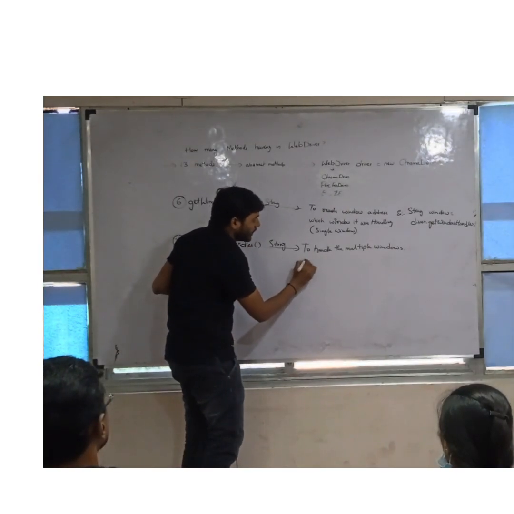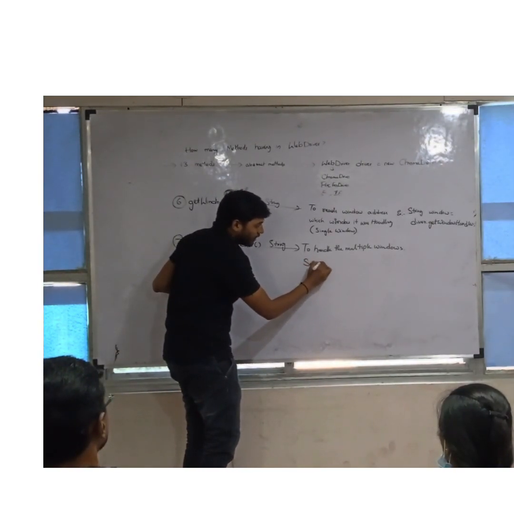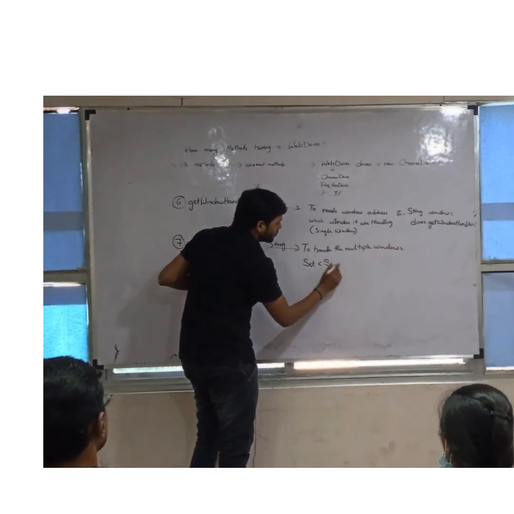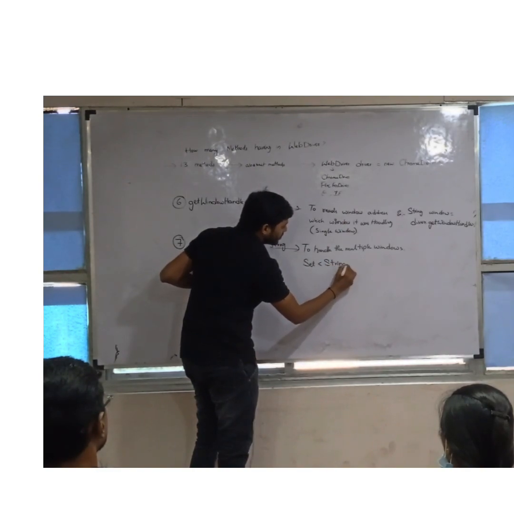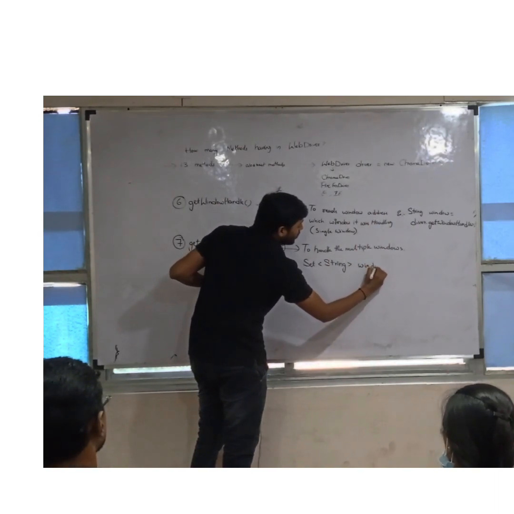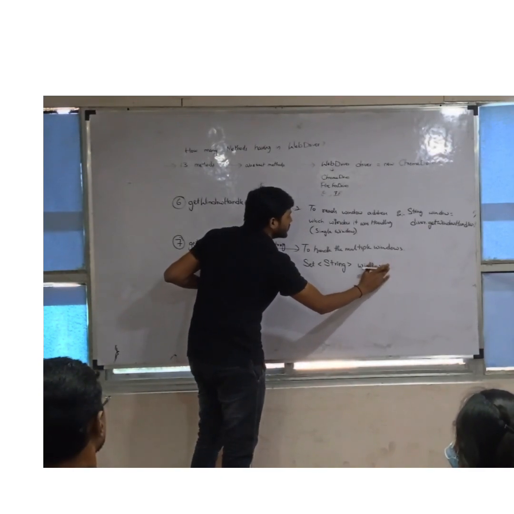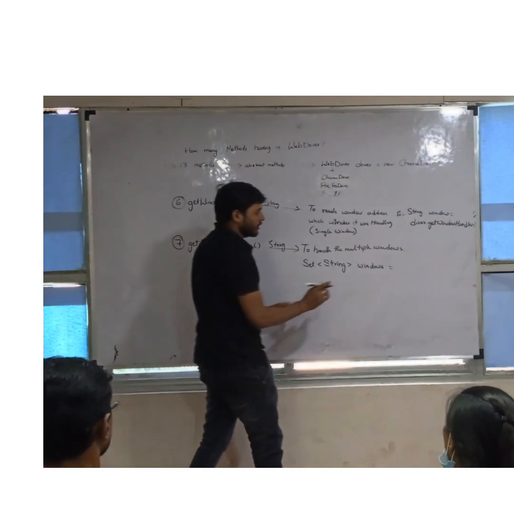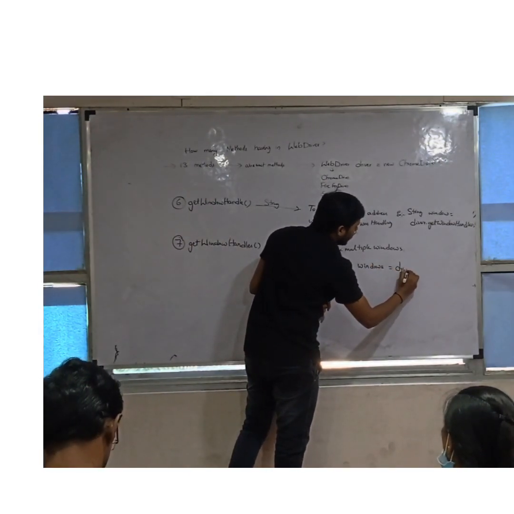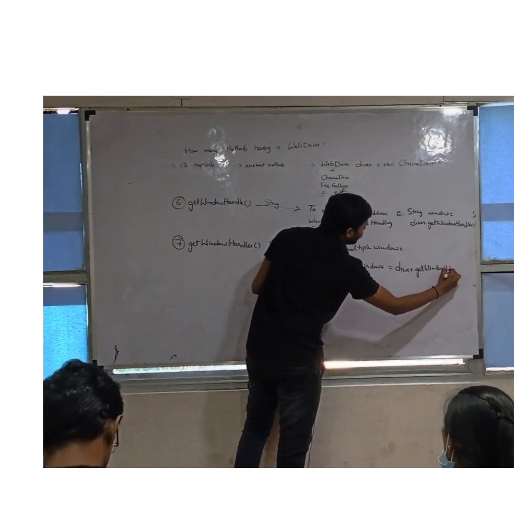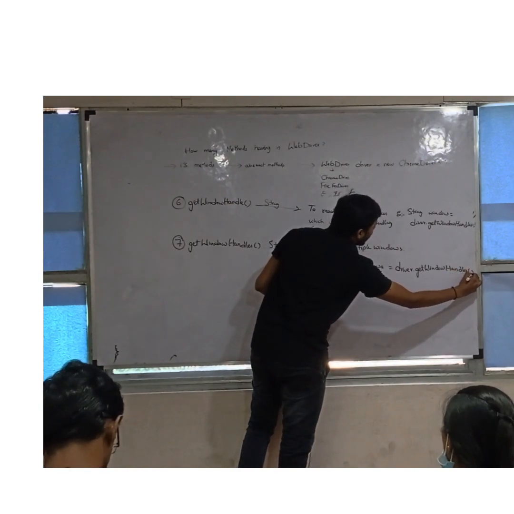It comes from collections. It uses the Set interface, and here the generic class goes through String, and we can name it as windows. Generally in your programs it is also known as child windows. Here we follow the direct method: driver dot get window handles.